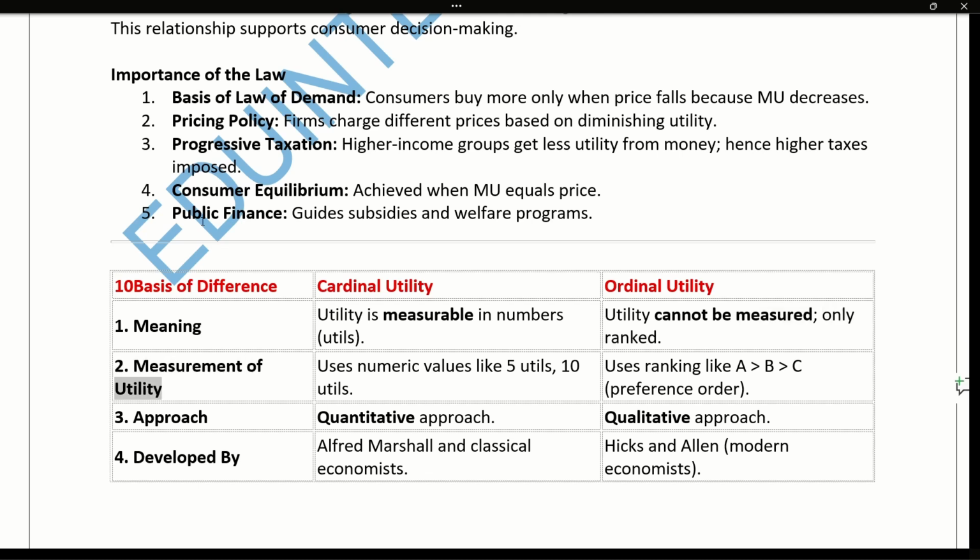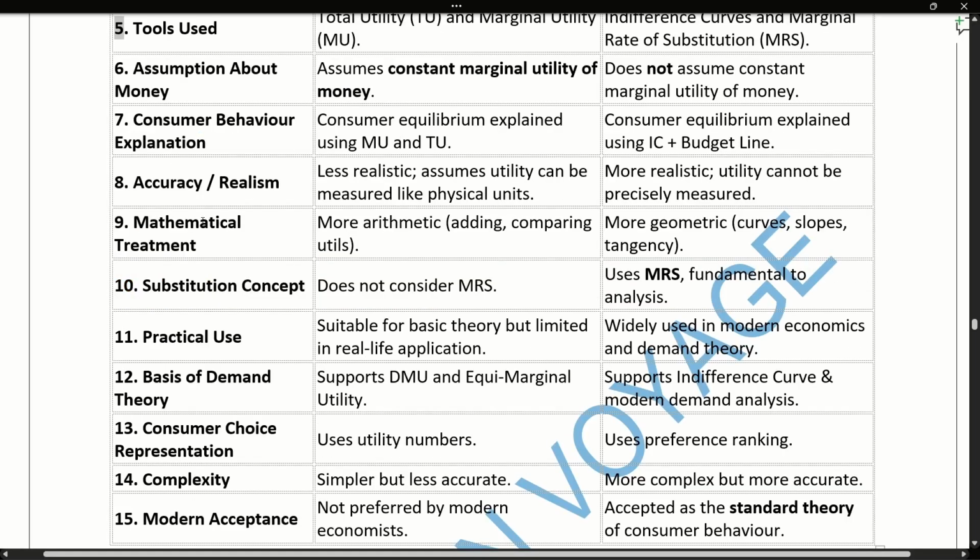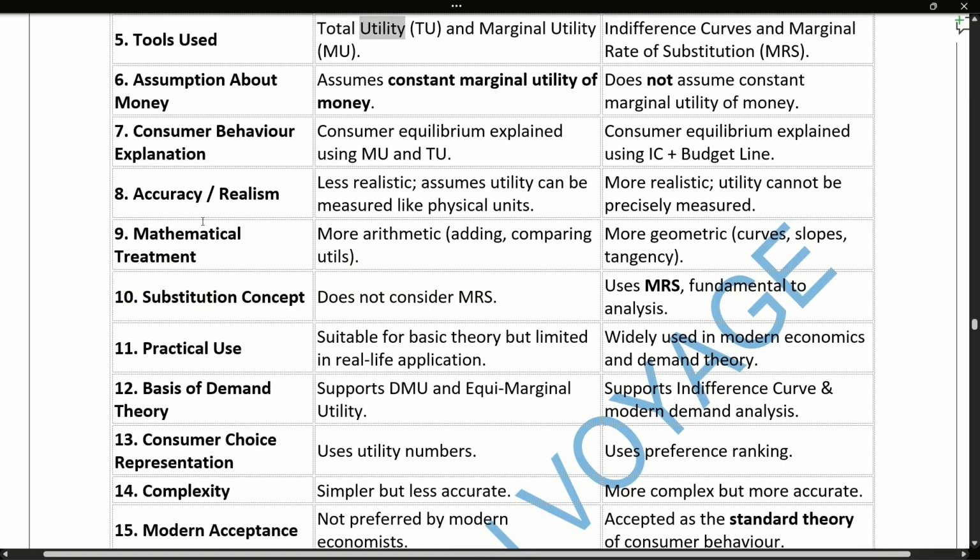2 measurement of utility. Uses numeric values like 5 utils, 10 utils. Uses ranking like A, B, C, preference order. 3 approach. Quantitative approach. Qualitative approach. 4 developed by Alfred Marshall and classical economists. Hicks and Allen, modern economists. 5 tools used. Total utility, TU, and marginal utility, MU. Indifference curves and marginal rate of substitution, MRS.